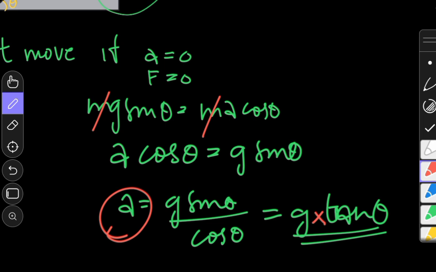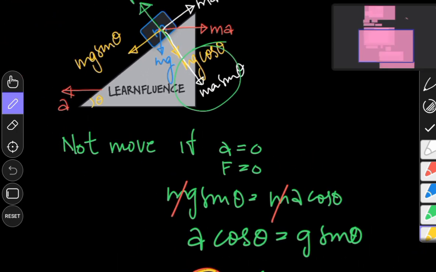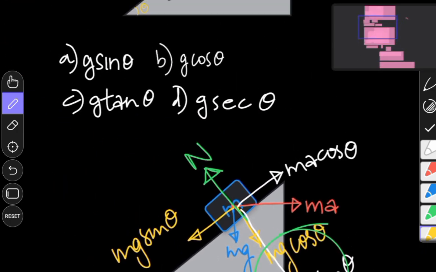At a value of acceleration with magnitude g, the body will not slide down, and as the value of theta changes, this value of acceleration will also change. So the answer goes to option C, which is equal to g tan theta.